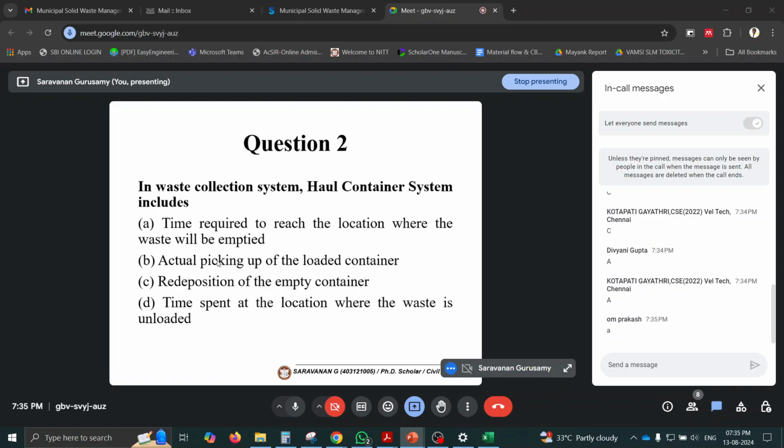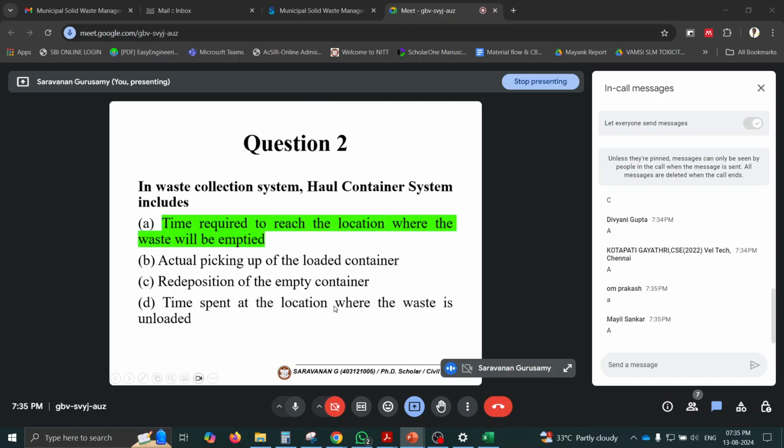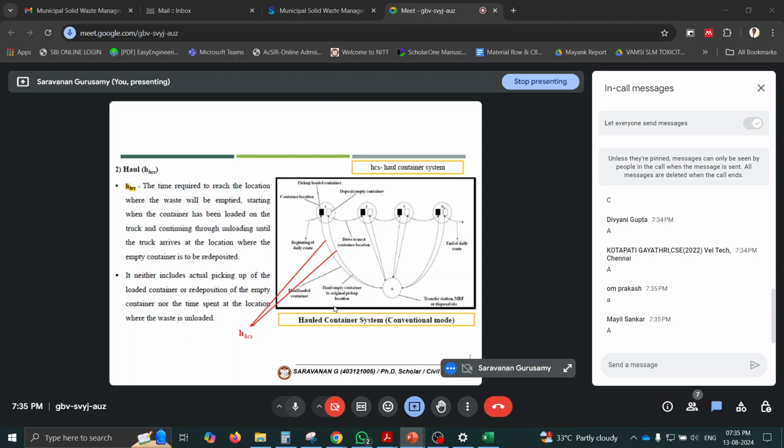Okay, you understand the concept. Can you mention what is B, C, and D? Actual picking up time, redeposition time, and time spent at the location. If you add up these 3 for the haul container system, that will be your pickup time, PHCS. So the answer is the first one. Pickup time, unloading time, and travel time will give you the total pickup time. The travel time between the location and the disposal site will give you the haul time.